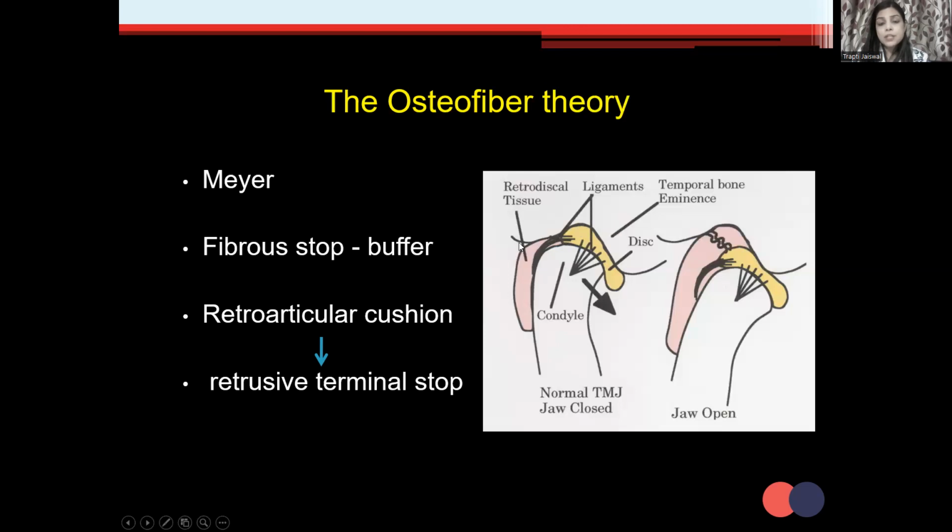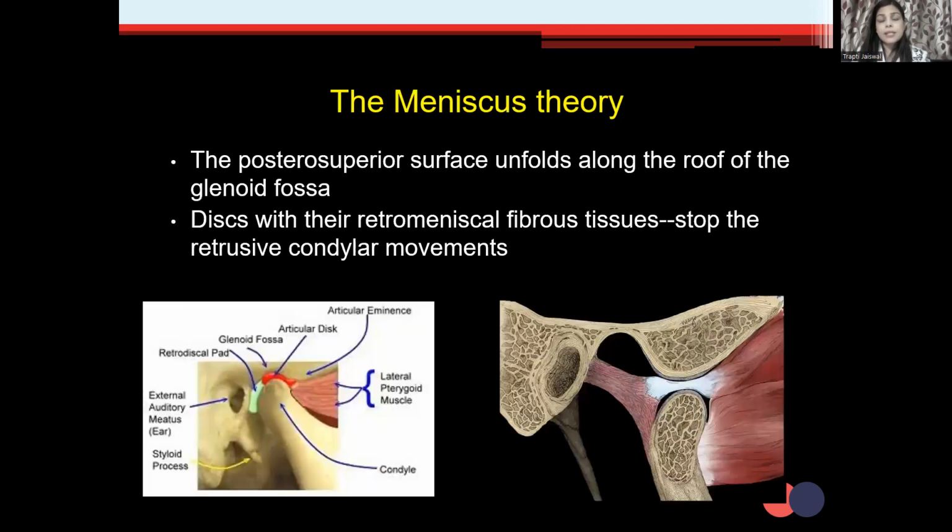So the retrodiscal tissues act as a retrusive terminal stop. This theory was accepted, and in this meniscus theory, the fibrous capsule was acting as a buffer. In this also, the posterior superior surface unfolds along the roof of the glenoid fossa. So the articular disc, along with the meniscal fibrous tissue, stops the retrusive mandibular movements.